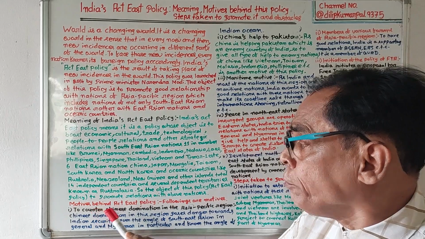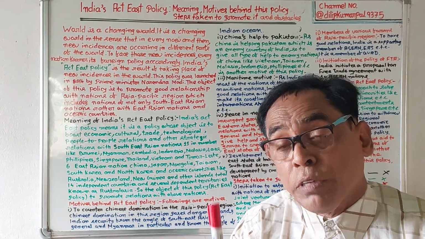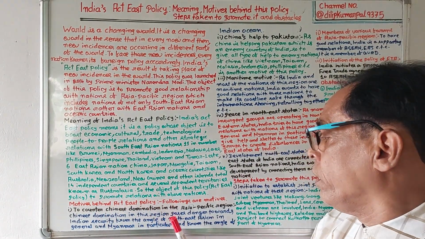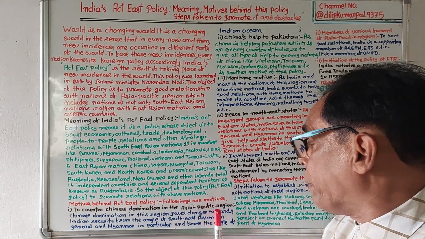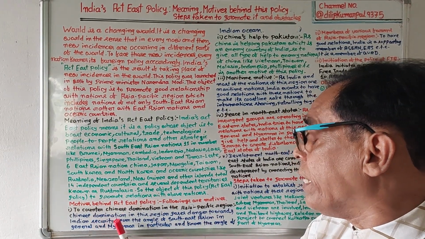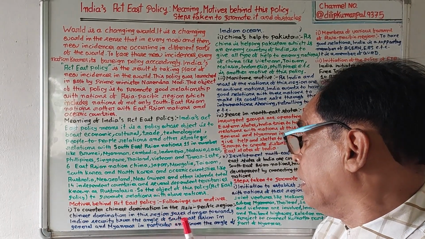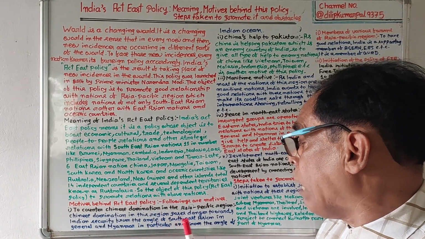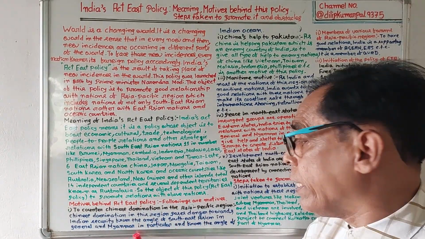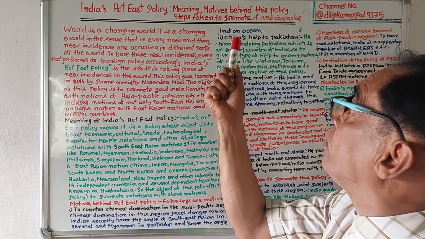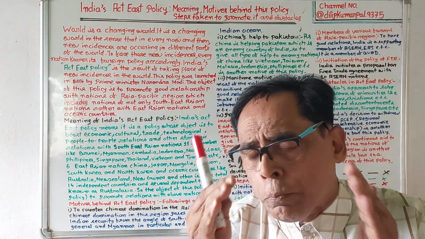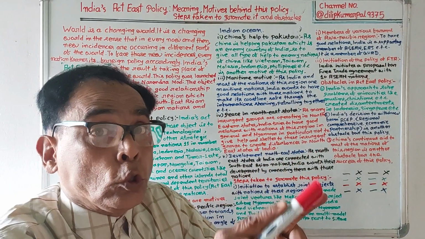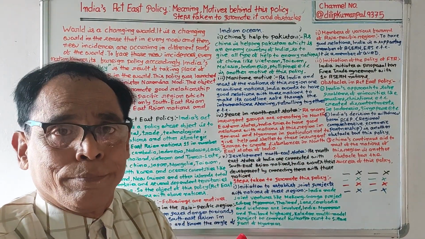Now let us discuss the motives behind the Act East policy. What are the motives behind the Act East policy? To counter Chinese domination in the Asia Pacific region. Chinese domination in this region poses danger to India's security from the angle of Southeast Asia in general and Myanmar in particular, and from the angle of the Indian Ocean. So the first motive of India's Act East policy is to counter Chinese domination in the Asia Pacific region.